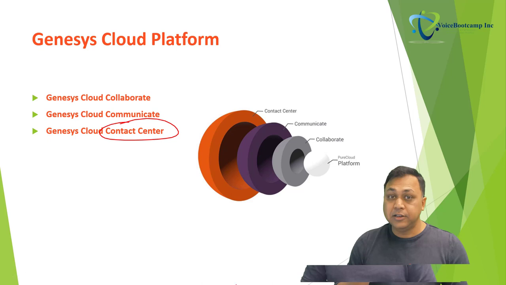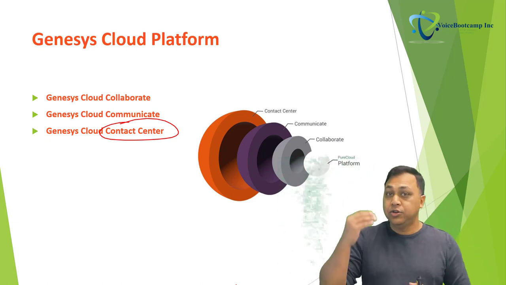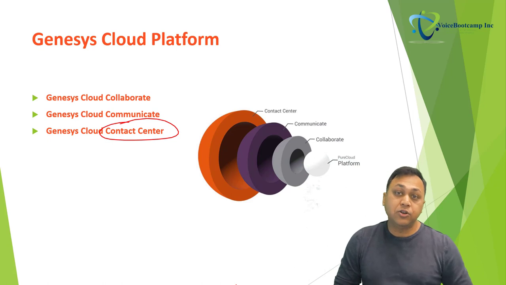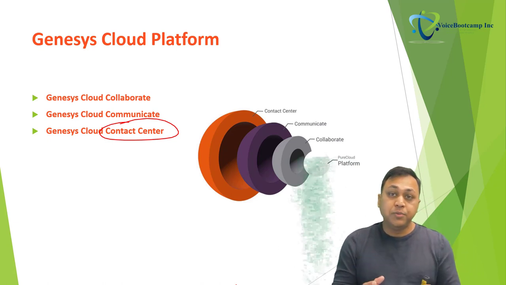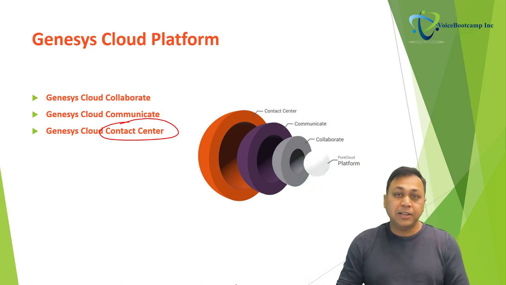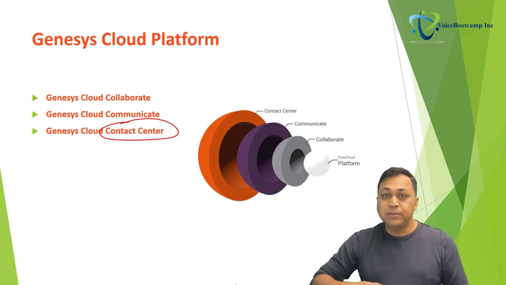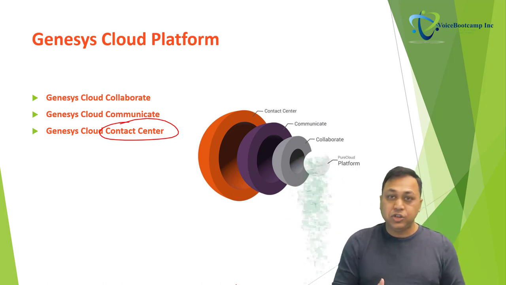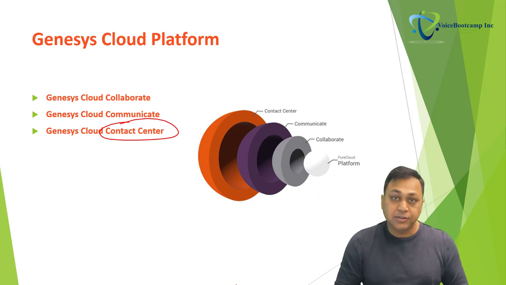Now, the next component within the Genesys Cloud platform is Cloud Communicate. Cloud Communicate basically adds the telephony capability. Collaborate will allow you to add users, let's say a user called Faisal Khan, a user David Smith, or Vijay Kumar, and those people can chat with each other, but they cannot call each other. To be able to dial each other by extensions or by other means, you need the telephony capability, and that is what Communicate is all about.